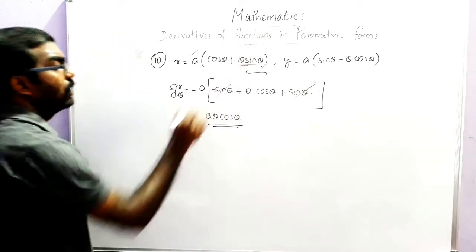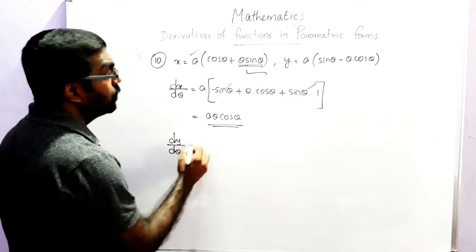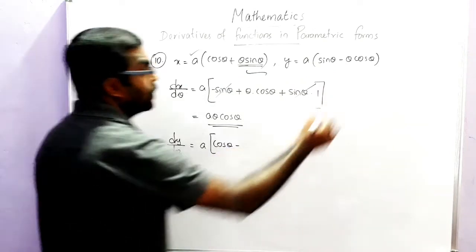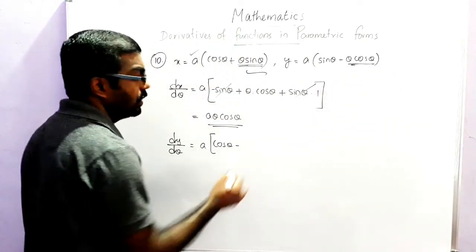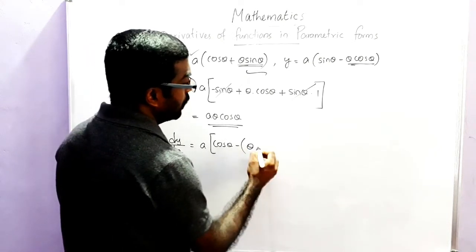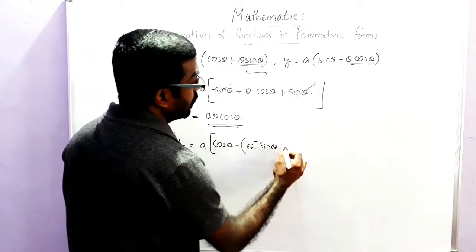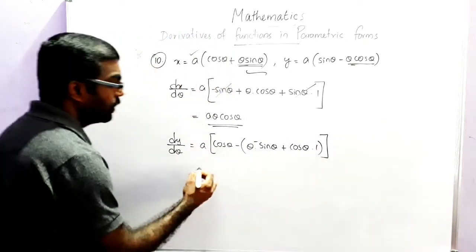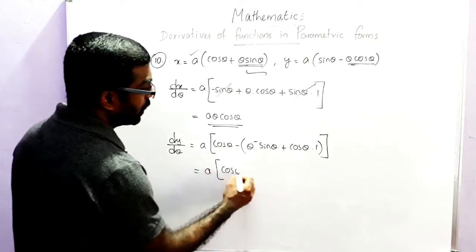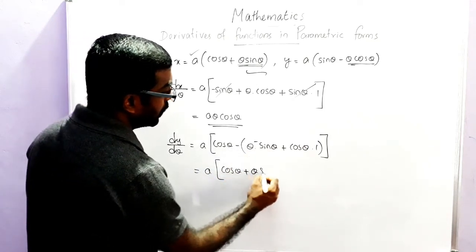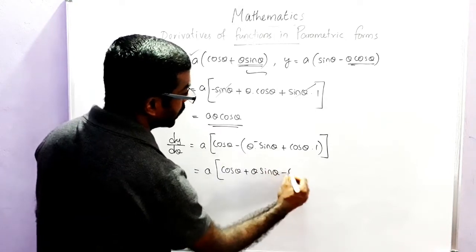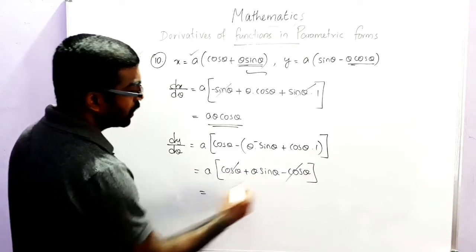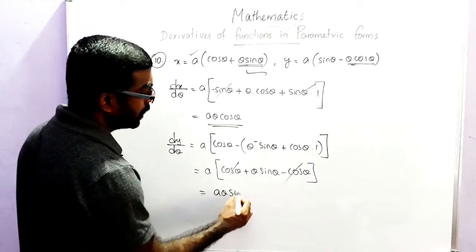So a into theta cos theta, that is a theta cos theta, that is dx by d theta. Clear? Now dy by d theta is equal to a into the derivative of sin theta, cos theta. Here also product rule, theta into cos theta. So first function theta into the derivative of cos theta, minus sin theta, then plus cos theta into the derivative of theta is 1. Okay, so a into cos theta, minus into minus, plus theta sin theta, minus cos theta. Minus cos theta plus cos theta cancel. A into theta sin theta, that is a theta sin theta.